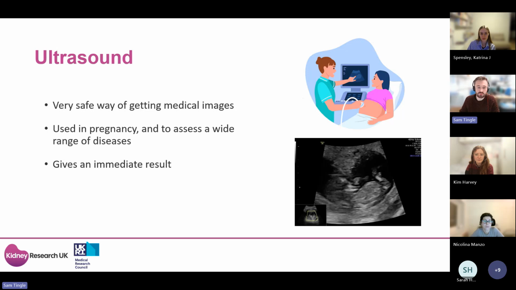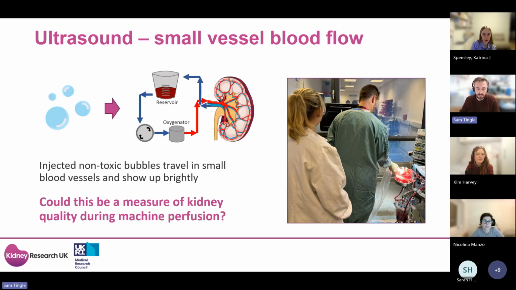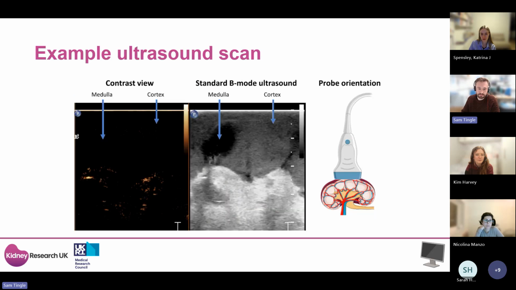And we thought that it would be useful to look at kidneys outside of the body. The thing specifically that we wanted to look at was small vessel blood flow. So blood flow in these really important key functional areas of the kidney. And to do this, we used a type of essentially dye, which is made up of small bubbles. And this is something which is used clinically to look at people's kidneys that are alive. And essentially, when we inject these small non-toxic bubbles, they're able to travel in the small blood vessels and they show up very brightly on the scan. And the key research question was whether this could be used as a measure of kidney quality.